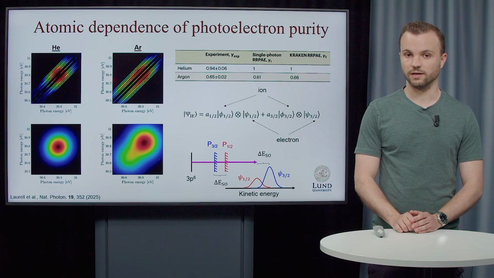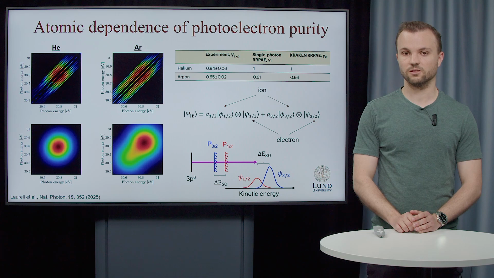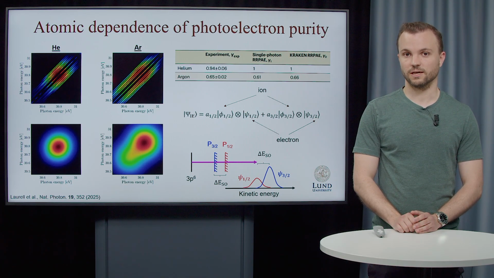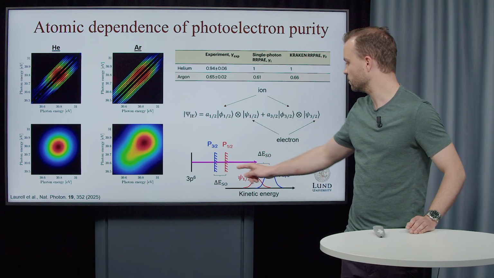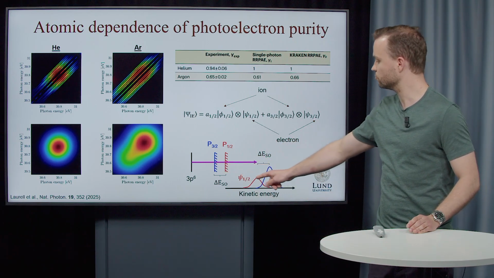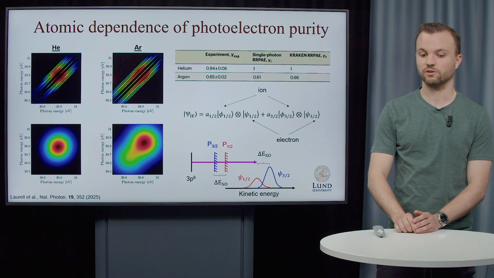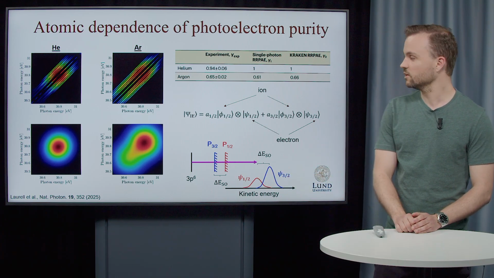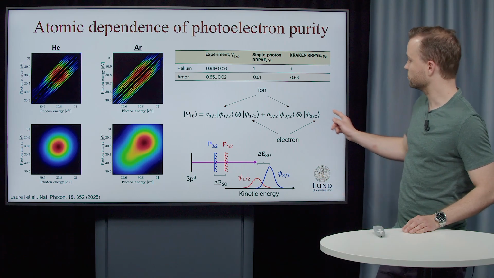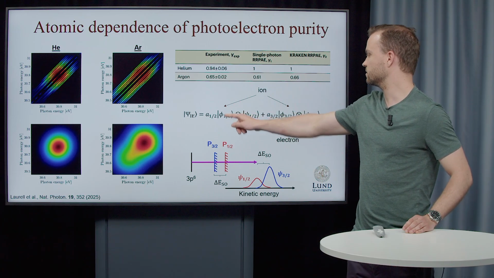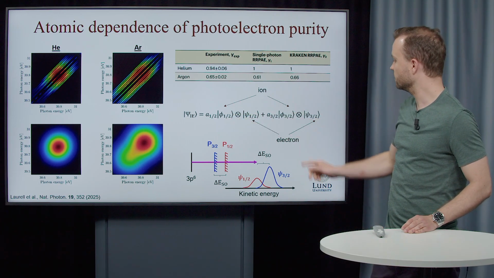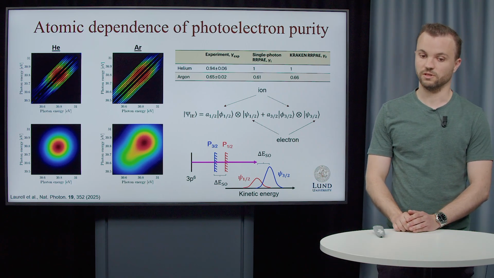In argon, when we ionize, we end up with a hole in the 3p shell that has a spin of 1/2 and an angular momentum of 1, giving rise to spin-orbit splitting. We thus have two ionization thresholds that give rise to two different photoelectron wave packets that have different energies. The total ion photoelectron wave function thus takes this form, where phi is the wave function of the ion and psi is the corresponding wave function of the electron.